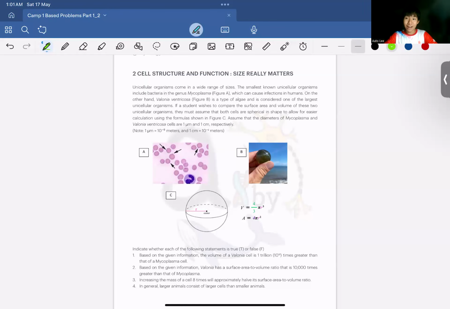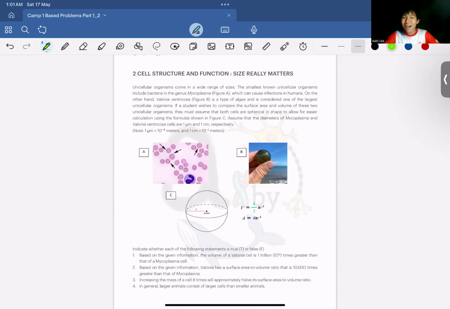Hey, so this is Otto from LB Biology, and today I'm going to be giving you the solution to this custom-made problem about cell biology. And you can see from the title, it says "Size Really Matters." So size in this case is the size of the cell.